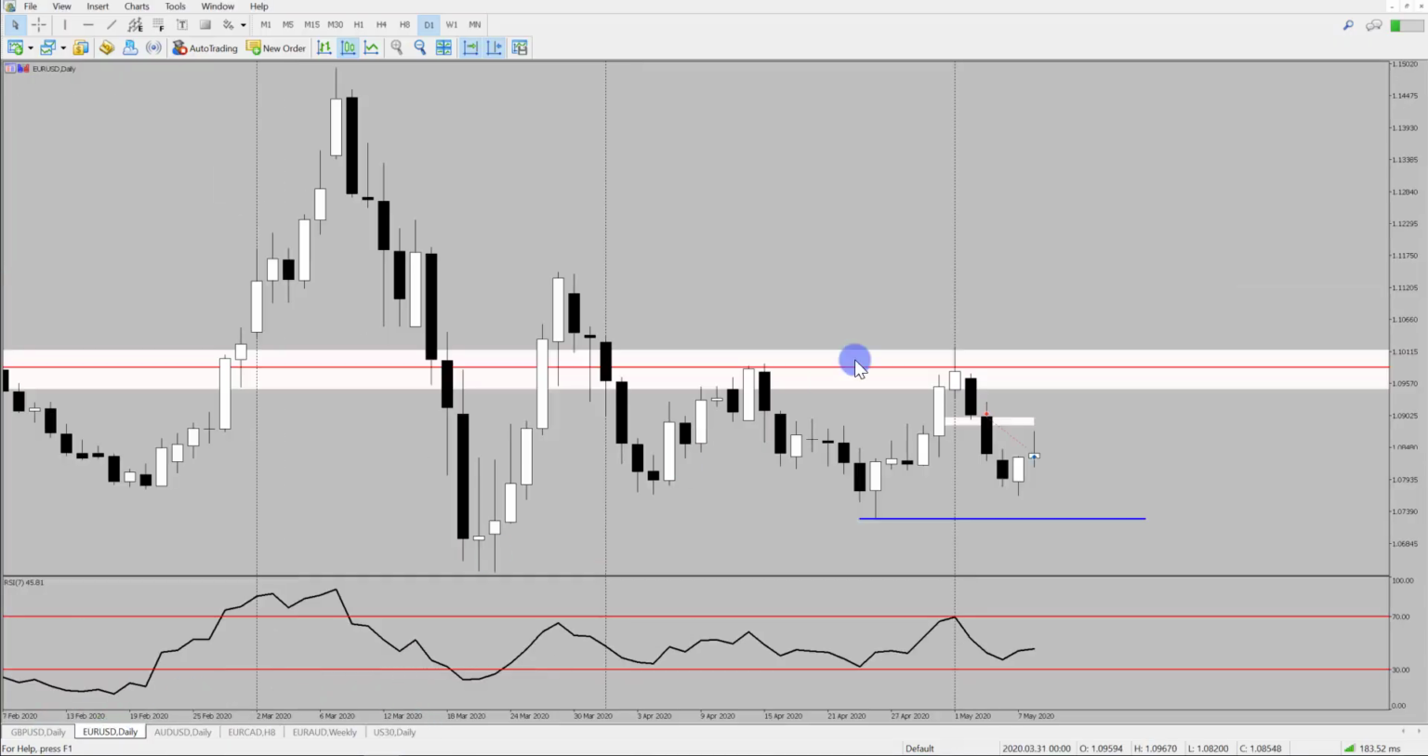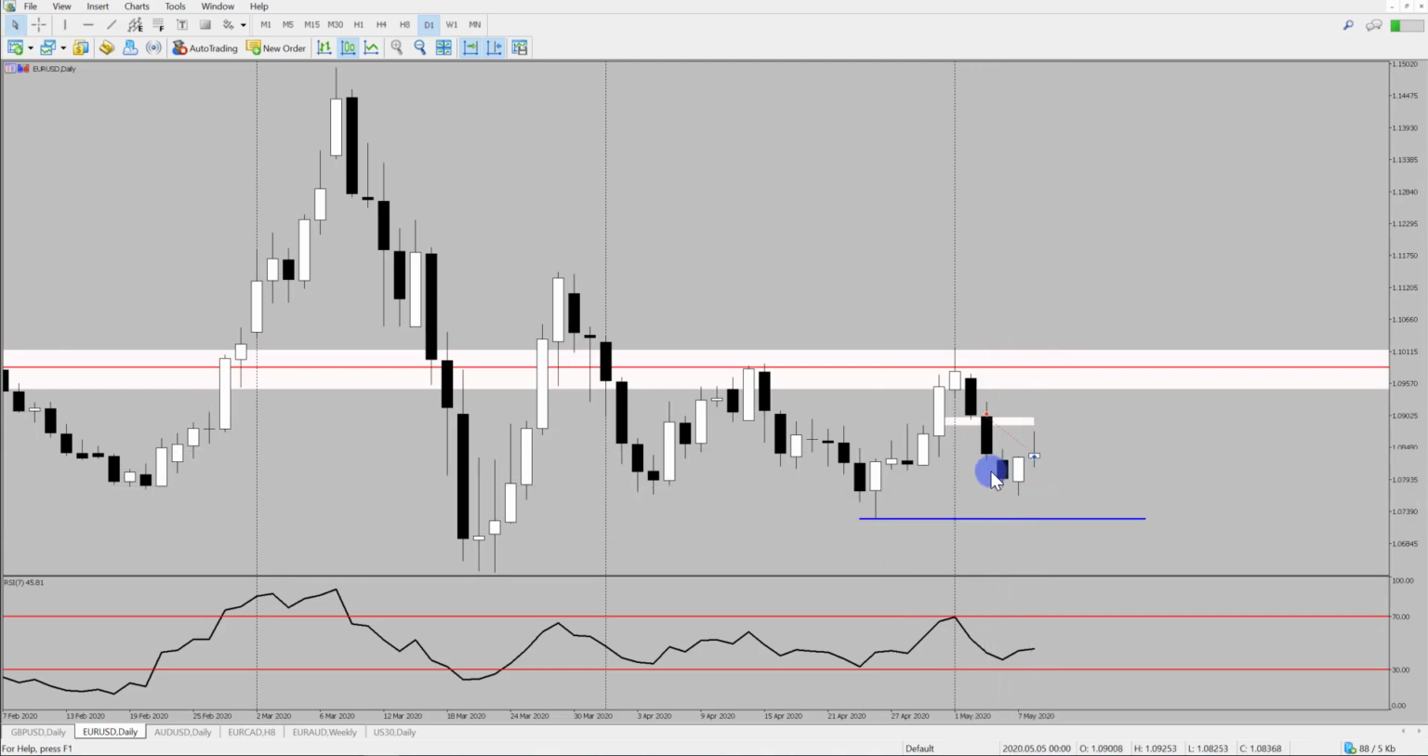Let's go first of all on Euro US dollar. You can see that was our trade through here. We were expecting the market to come and retest this zone, which it did and started to bounce. We were expecting a move to the lower part of the zone, but we didn't get that. The market has started to bounce.